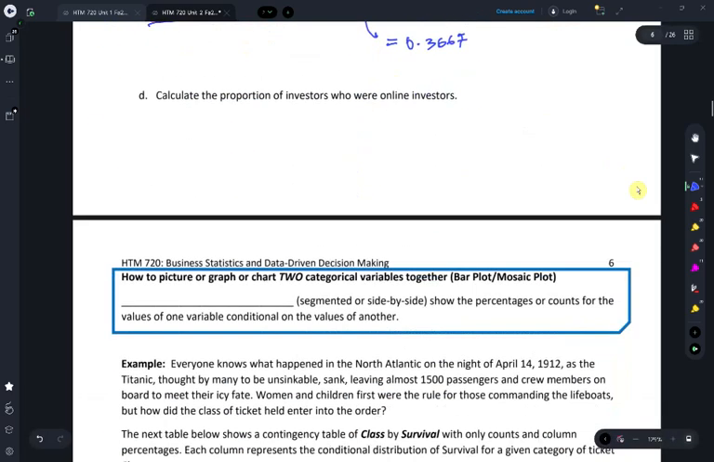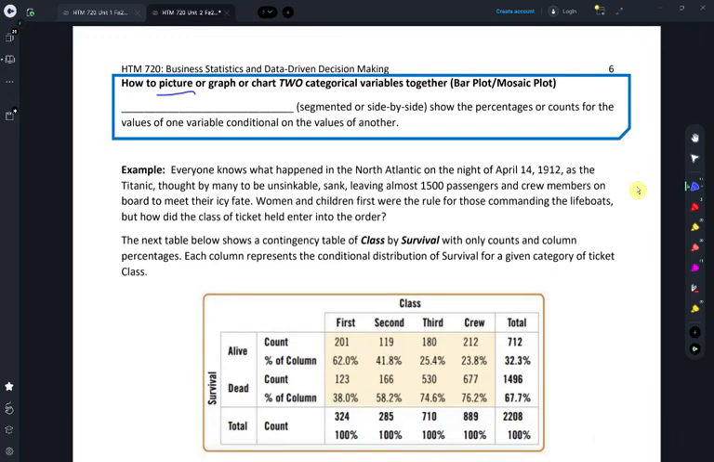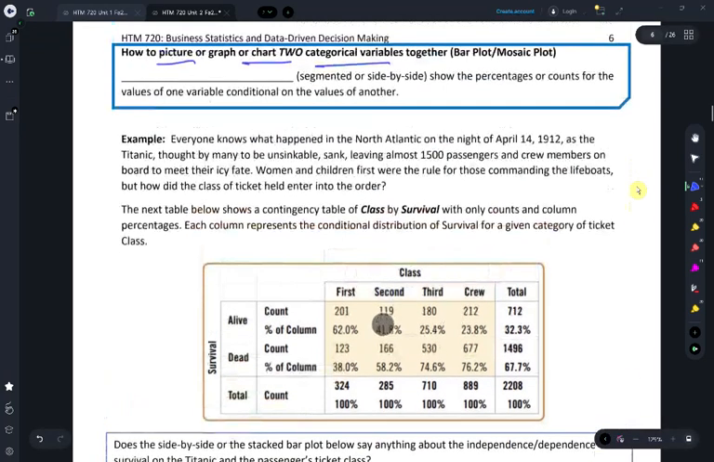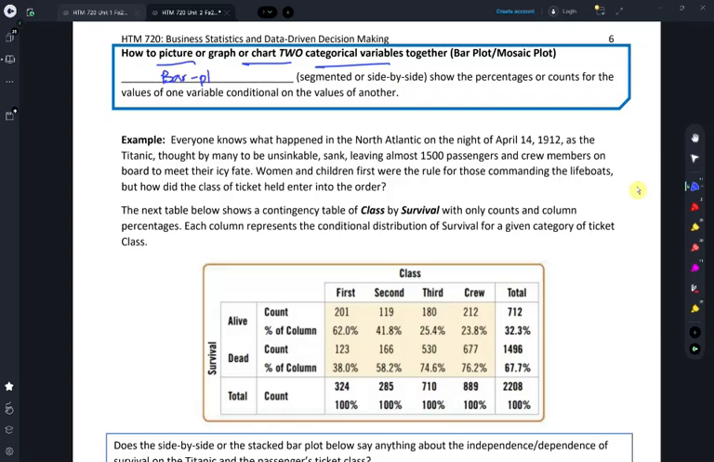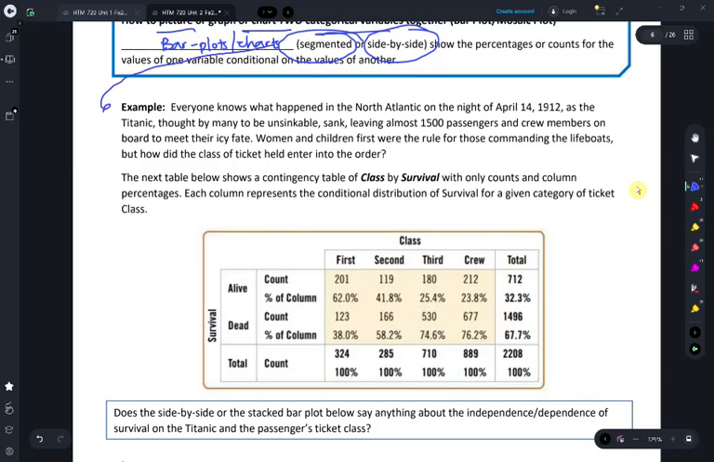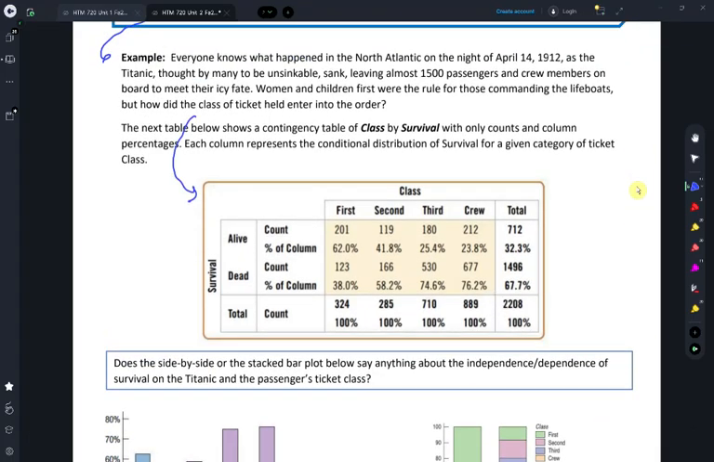Next, let us see more on how to picture or graph two categorical variables. Usually we use bar plots or bar charts, and there are two types. We can use segmented or side-by-side bar plots. To illustrate what that means, let's consider an example. The data collected here has to do with the Titanic. There were those who survived on the Titanic alive and those who died at the end of that ordeal. Then there were the different categories of ticket classes. You have the first class, the second class, the third class, and the crew members.